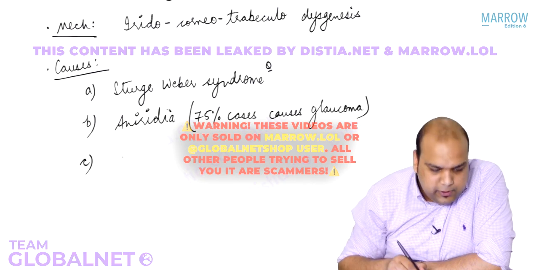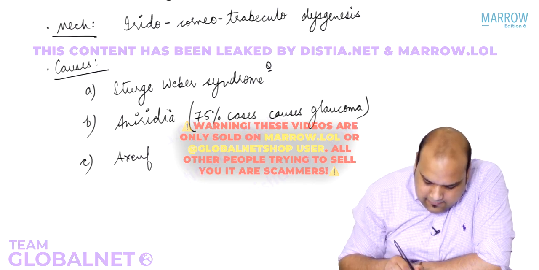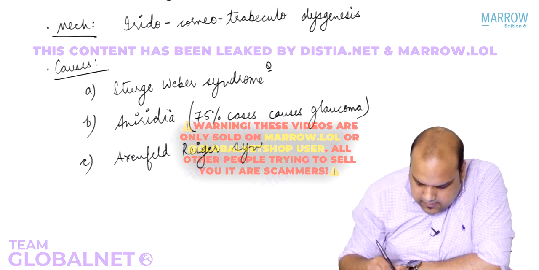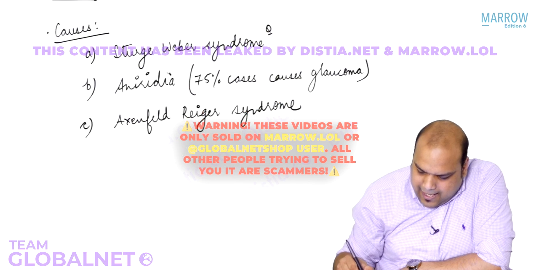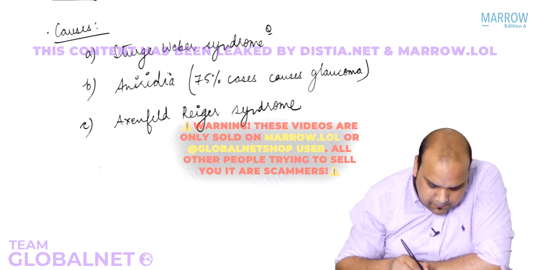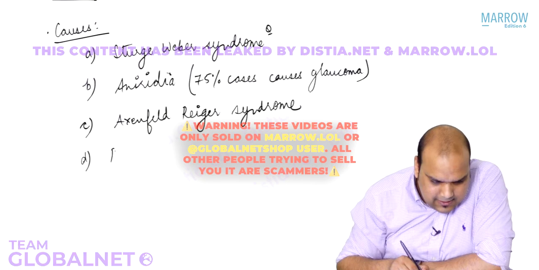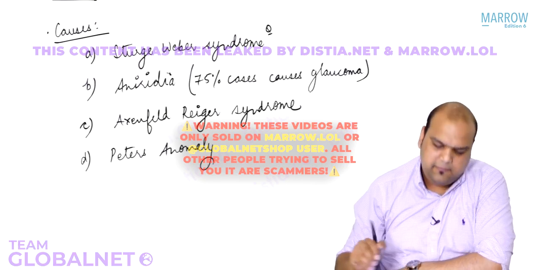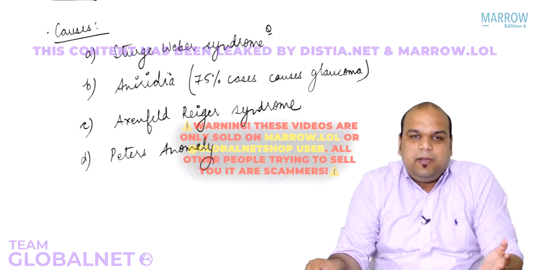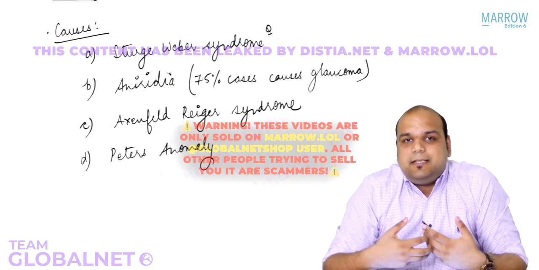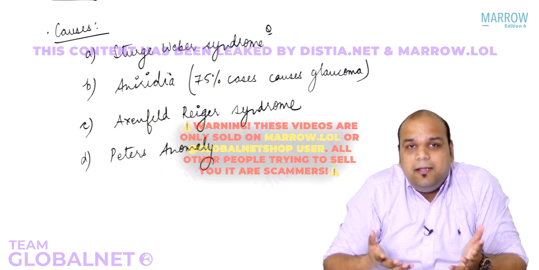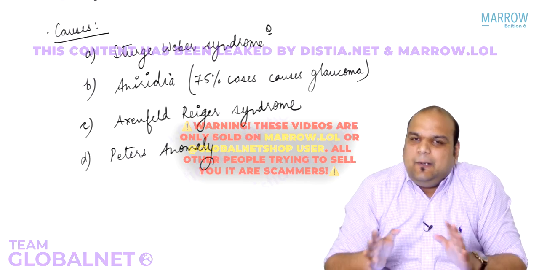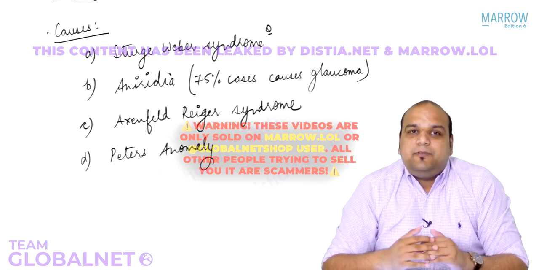Thirdly, everybody, another important cause is Axenfeld-Rieger syndrome. And then lastly, Peters anomaly. So just remember these 4 important names. There are other causes also, but these are the usual things that I want you to remember. And please remember the small difference between primary congenital and secondary congenital glaucoma. That's it about the types of glaucoma, everybody.